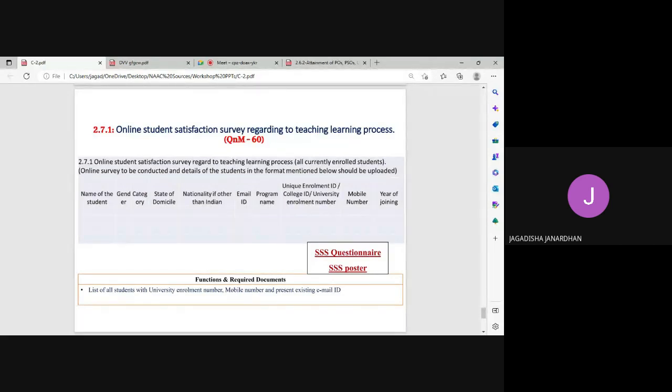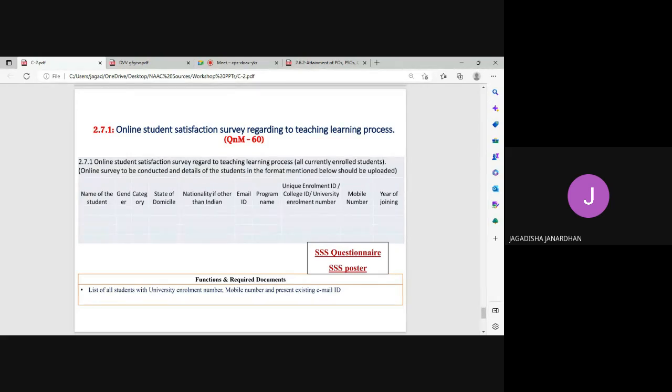Here the data means not from the past 5 years. It is about the current academic year. Suppose we enter into the NAAC process today, this academic year is 2022-23. So we need to provide only the student details of the academic year 2022-23, not the previous years. So the present students will give the marks according to the present condition.